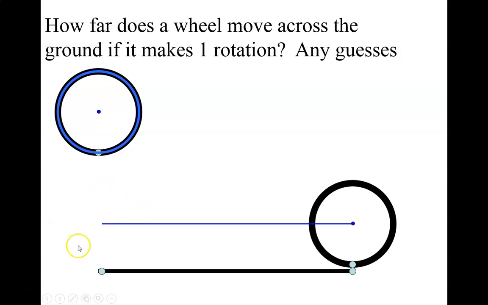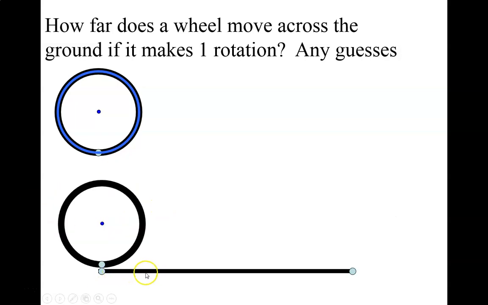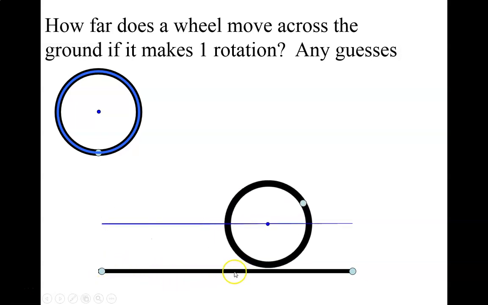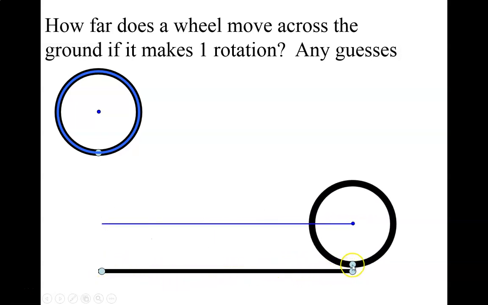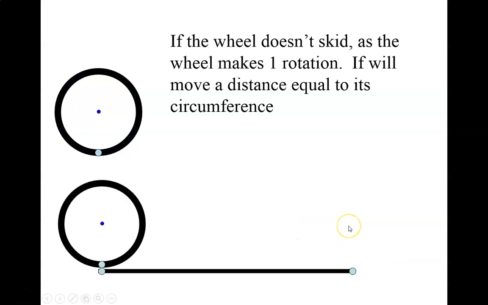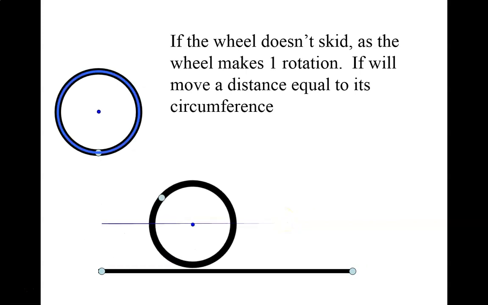Well, what it did on this floor here is it traced out its circumference on the ground, and as soon as it got back to that dot, that was one rotation. If a wheel makes one rotation, it moves a distance equal to its circumference, and that's something that's important to know. If a wheel doesn't skid, which we're not going to deal with, a wheel moves a distance equal to its circumference in one rotation.